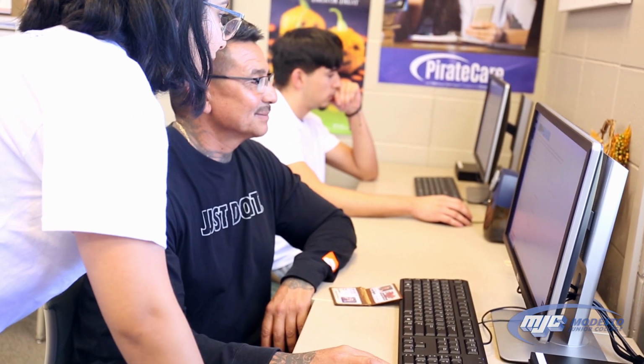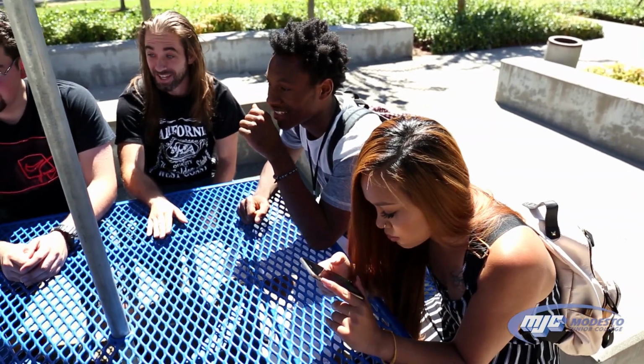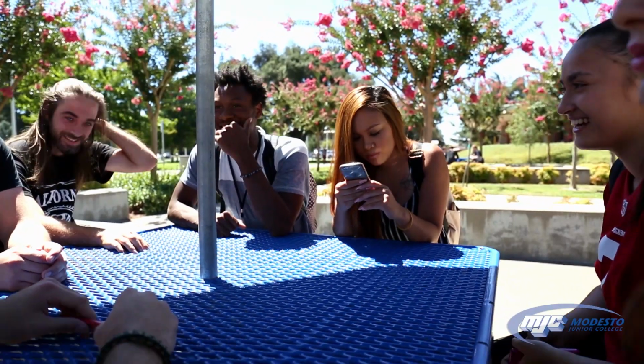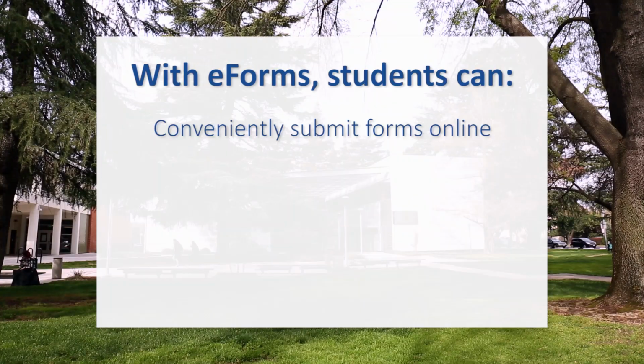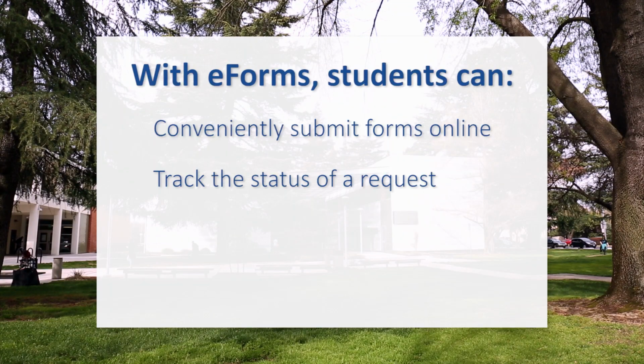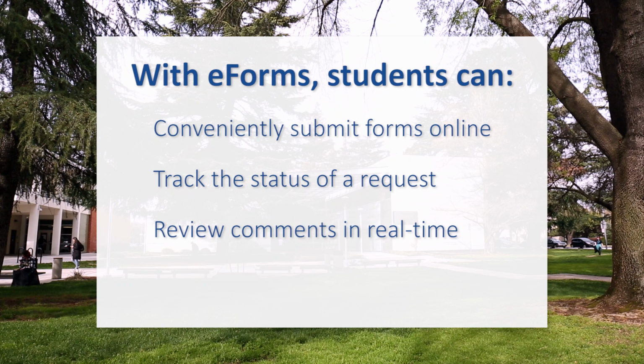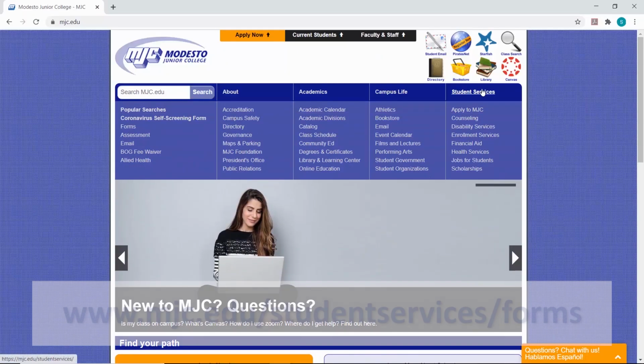eForms are easy to use and even compatible with smartphones and other devices. Electronic forms allow a student to type something into a form and send it straight to us at MJC. Students can even track the status of their requests and review comments from our reviewers in real time. And students can communicate with staff regarding their request with a simple message. Here's how to get started.